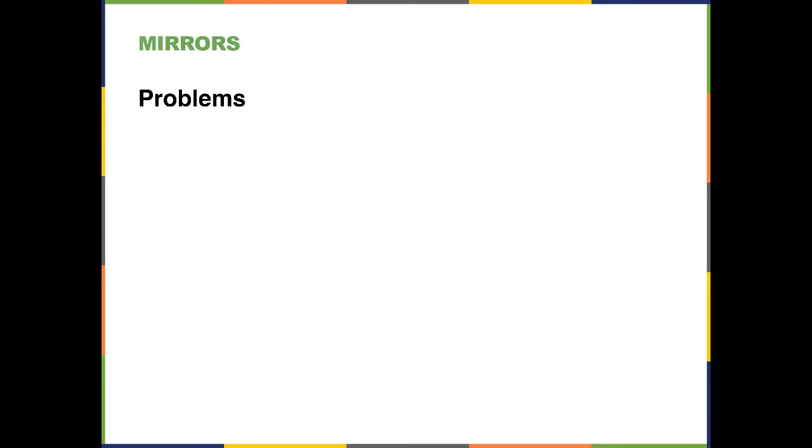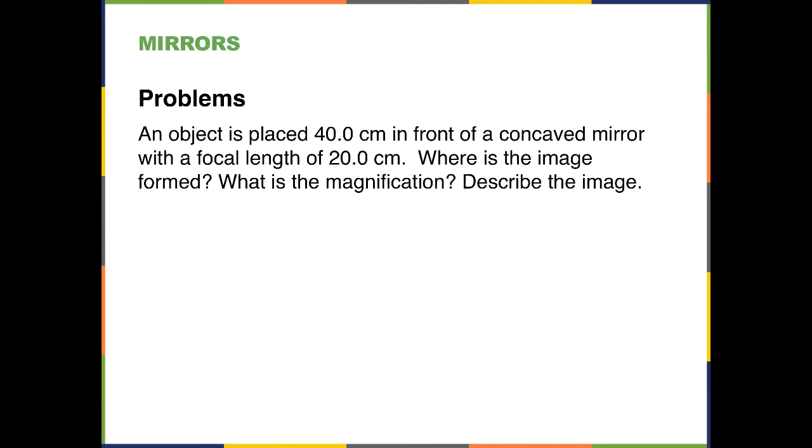So let's take a look at some problems. These problems are very similar to the problems that we just did, but now we're talking about mirrors instead of lenses. An object is placed 40 centimeters in front of a concave mirror with a focal length of 20 centimeters. Where is the image formed? What is the magnification? And describe the image.